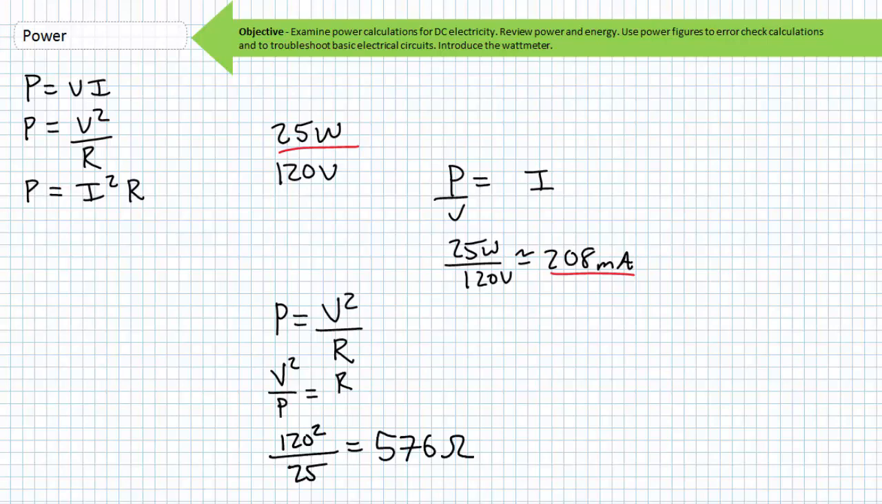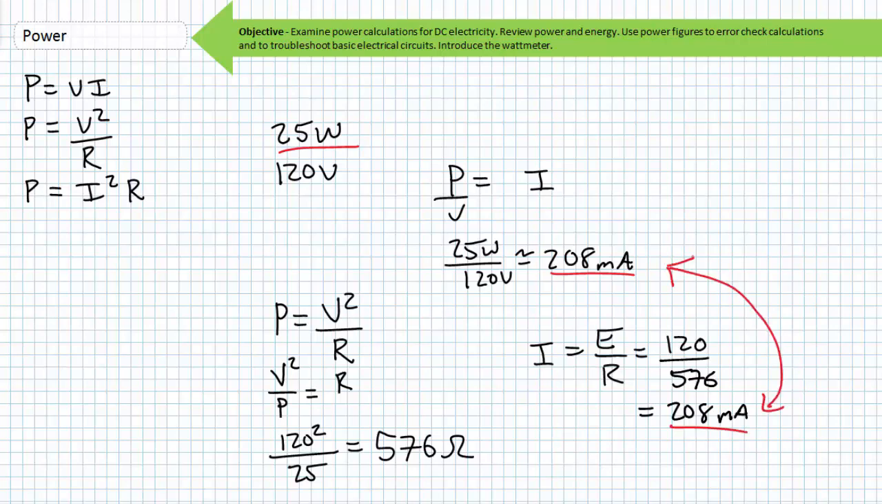Check your work using Ohm's Law. What is the current drawn by a 576 ohm resistor if there is 120 volts across it? Current is equal to voltage divided by resistance. 120 volts divided by 576 ohms of resistance yields a current of roughly 208 milliamperes. Oh my gosh, it's the same value we calculated earlier. Again, this power relationship is incredibly versatile and handy in checking and double checking your work.